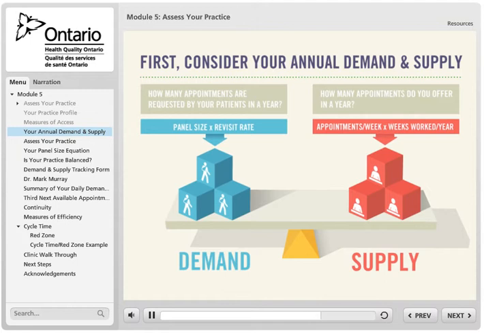I'll help you conduct a detailed assessment of your practice and collect data on key measures to determine your annual supply and demand of appointments. First steps first, though. Turn to Form 1 in the Practice Assessment tool. We'll use it to guide you through these calculations.